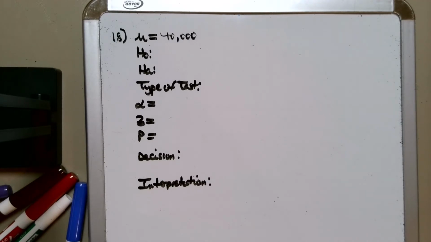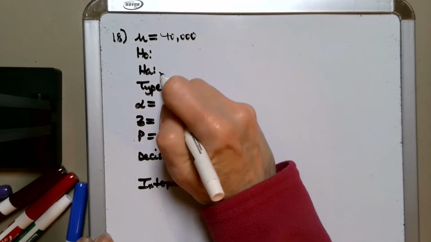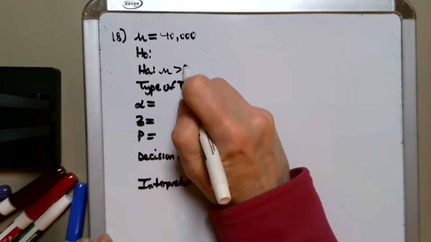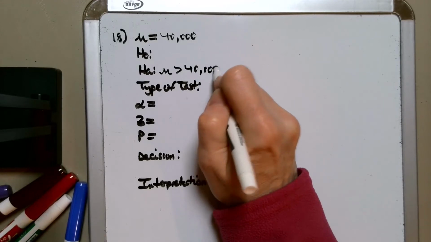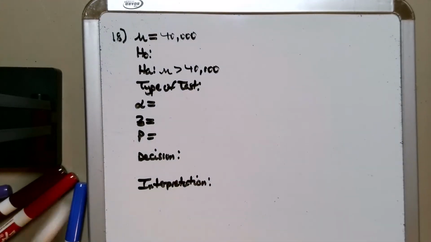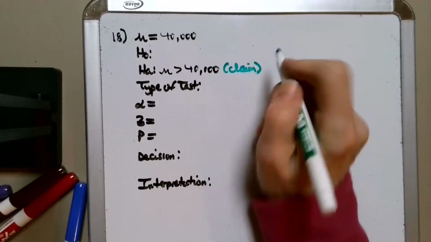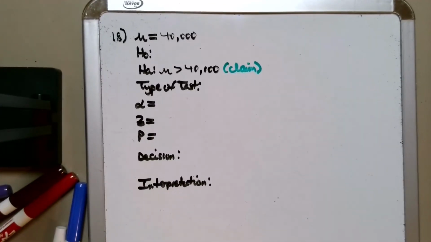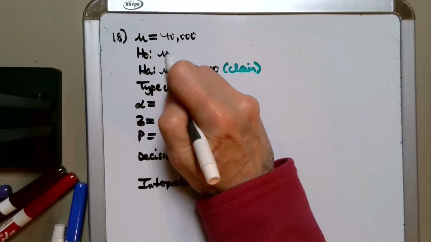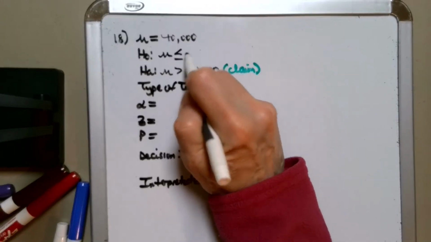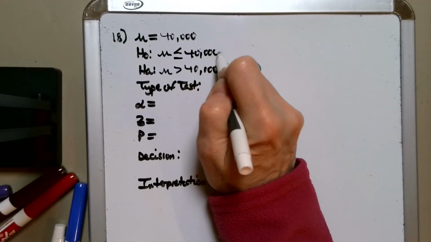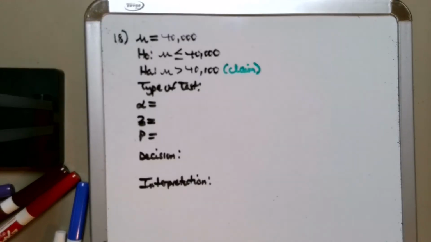Okay, so the null always has equals. The alternative is its complement. Hypothesis never has equals. So the claim is that the mean earnings are higher than, that would be greater than, $40,000. That's what someone is claiming. So that's the alternative because it does not have equals in it. That means the null hypothesis is the complement, that the mean earnings are not greater than 40,000. They're less than or equal to 40,000. Remember, the null always has equals in it.